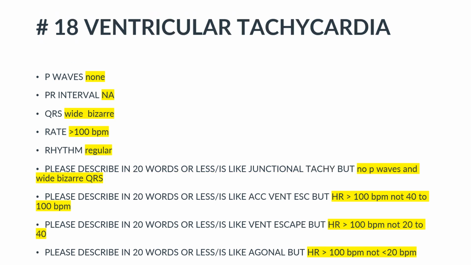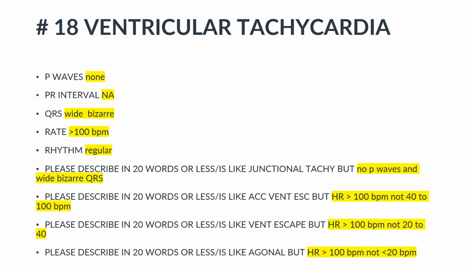Okay, so ventricular tachycardia. Once again, it's coming from the ventricles, so no P waves, no PR. The QRS is going to be wide and bizarre. And it's a tachycardia, so that means the rate's going to be faster than 100 beats per minute. Because it's coming from the same place, it's going to be a regular rhythm.